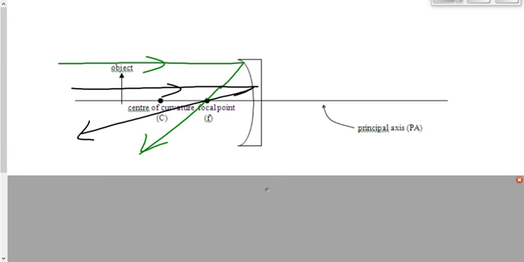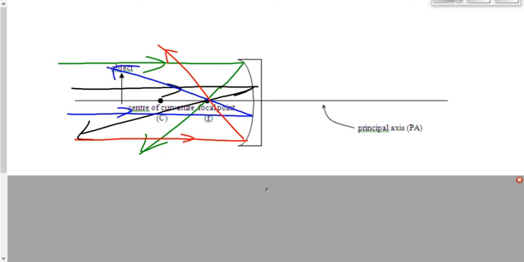If I have another one, it's going to reflect straight through the focal point. And another one, doesn't matter where I put it, as long as it's parallel to the principal axis, it reflects straight through the focal point. The focal point is that point for which all rays parallel to the principal axis will converge.